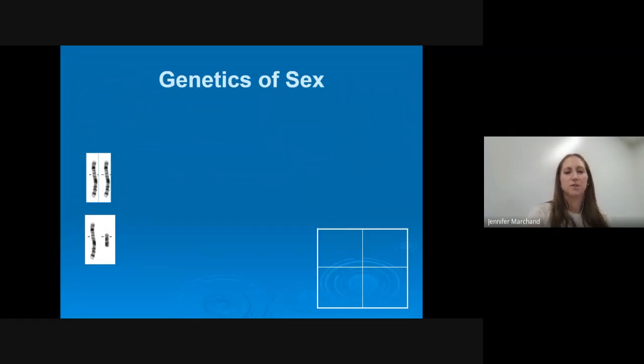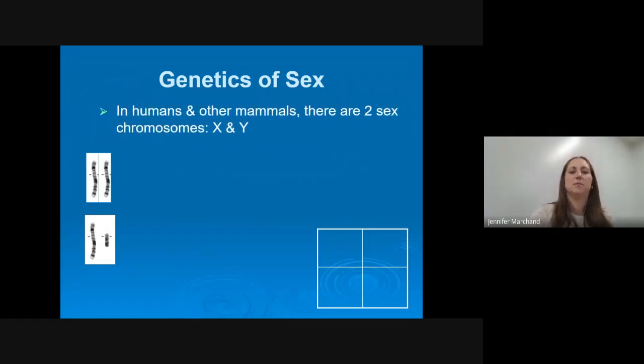Okay, so now let's talk about the genetics of sex. In humans and other mammals, there are only 2 sex chromosomes. There's an X and a Y. If you have 2 X's, that will represent female, fully in terms of genetics and sex, not in terms of gender. We're just talking about genetics and sex. If you have an X and a Y, then that will represent a male.